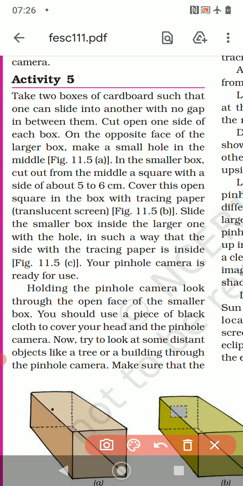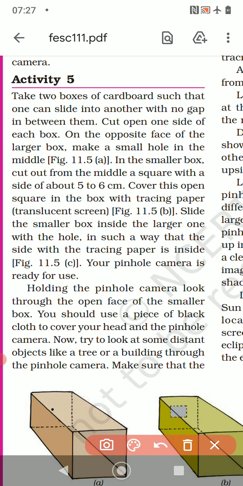Cut out from the middle a square with a side of about 5 to 6 centimeters. So you have to measure 5 to 6 centimeters and cut a square portion here. You can see the square portion being cut. Cover this open square with tracing paper, or you can cover it with butter paper.